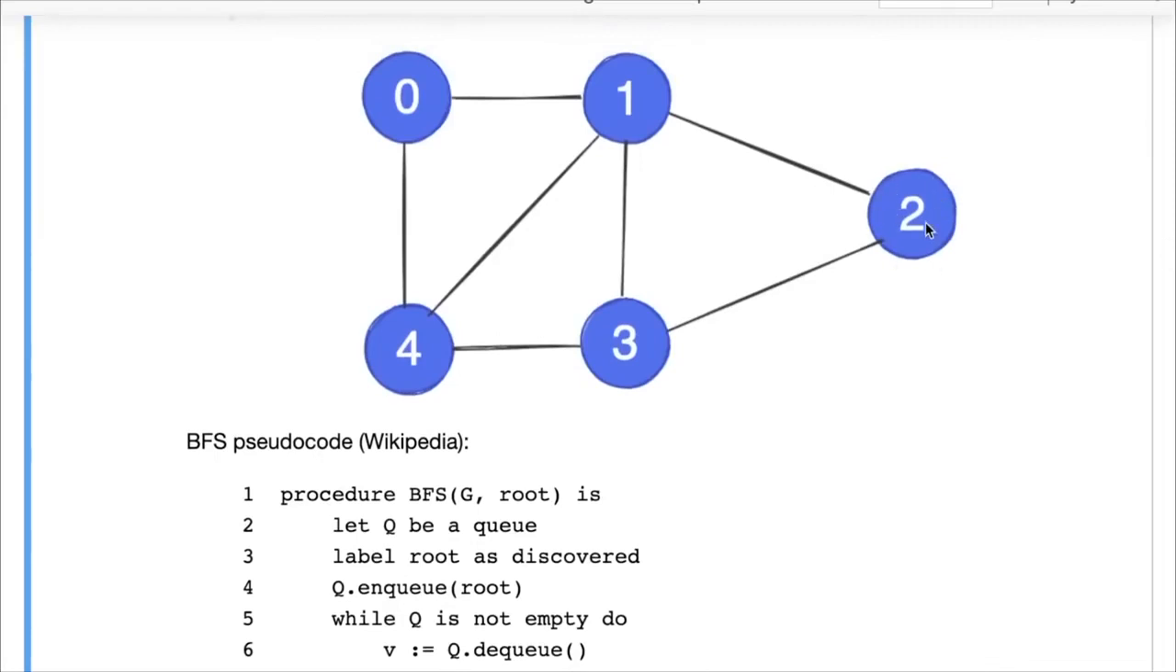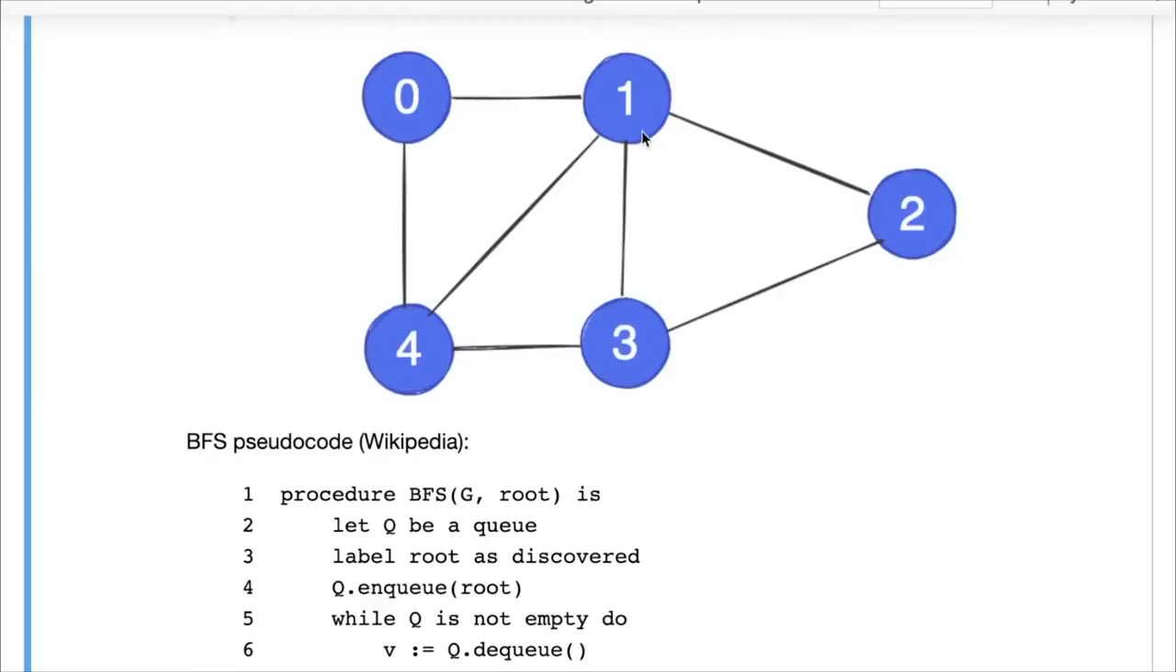Now, when we get 2 out of the queue in the next iteration, we check if there are any nodes which 2 is connected to that are not yet visited. So 2 is connected to 1, but 1 is already visited. So there's no need to enqueue it again. And then 2 is connected to 3, but 3 is already visited. So there's no need to enqueue it again. And so we just move forward.